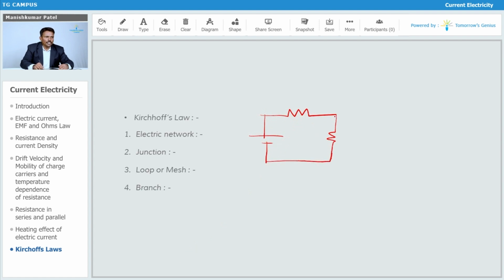Again, what is a junction? A junction is where more than two or three resistors are connected together. For example, let's say this point A is forming the junction. Then, what is a loop, also called a mesh? It forms a closed path. This ABCD forms a closed path, so that is a loop or mesh. Again, this AB is called a branch. AB, BC, CD, DA, all of those are branches of that network.